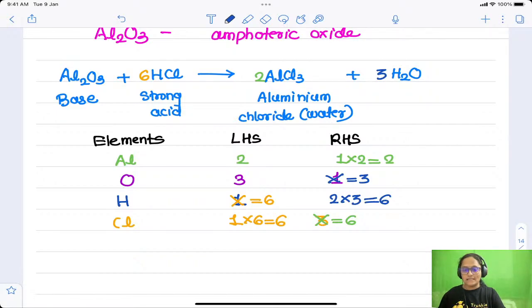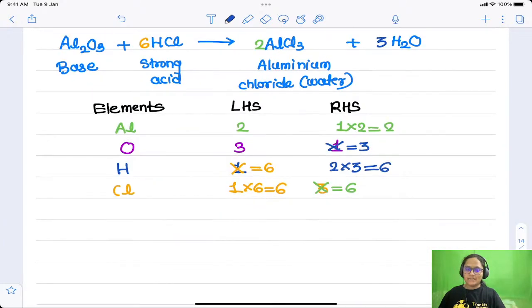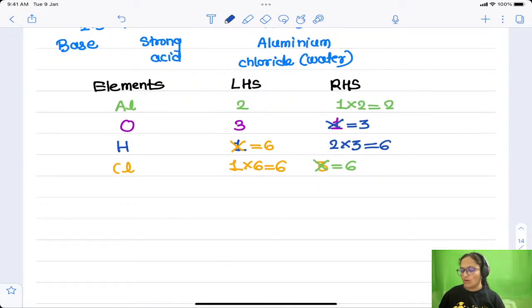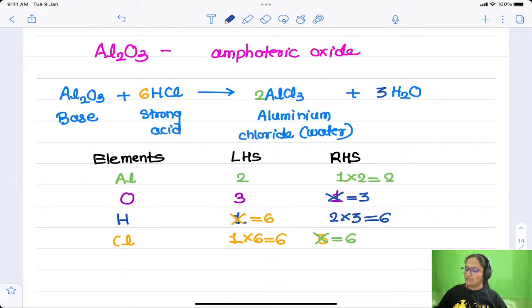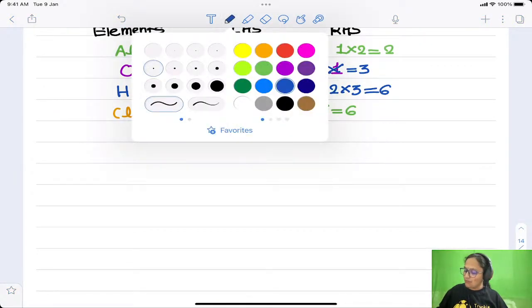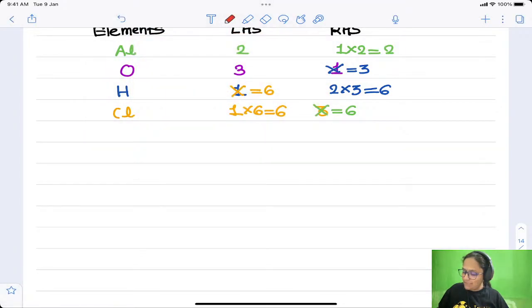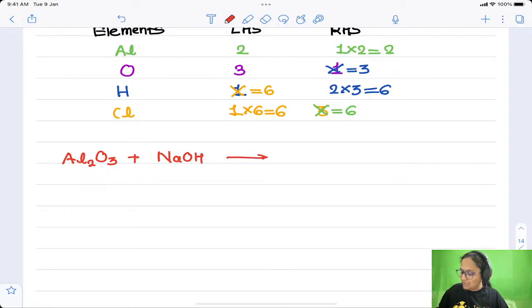Al2O3 reacts with 6HCl to give 2AlCl3 plus 3H2O. So in this reaction Al2O3 is acting as what? A base, right? Because we treated it with the strong acid. Now let us see what will happen if we treat it with the strong base. Again I will take Al2O3 and treat it with the strong base NaOH. NaOH, sodium hydroxide, is a strong base.